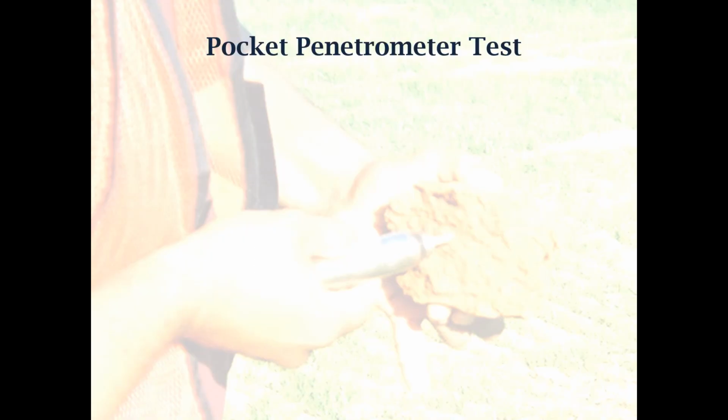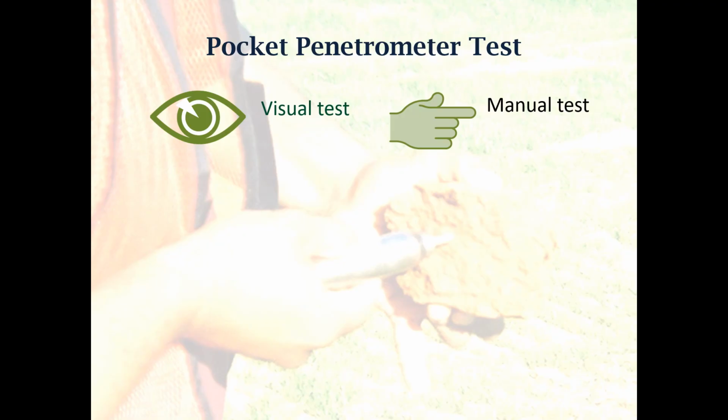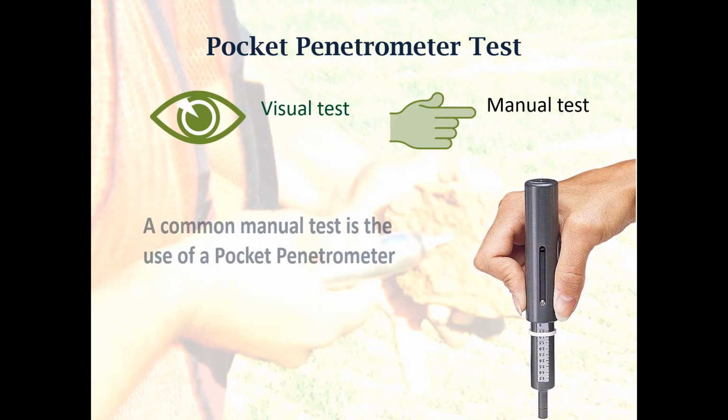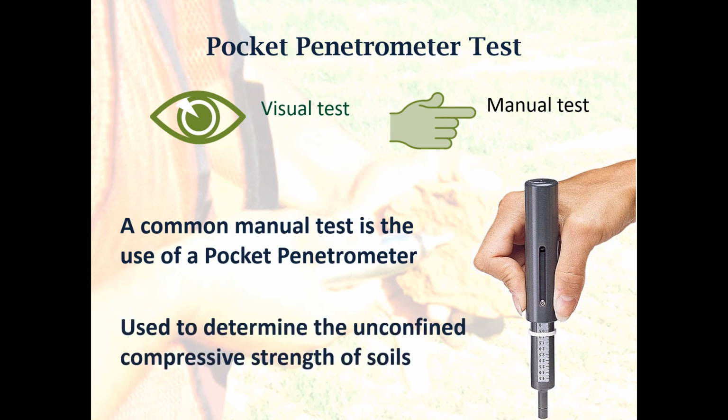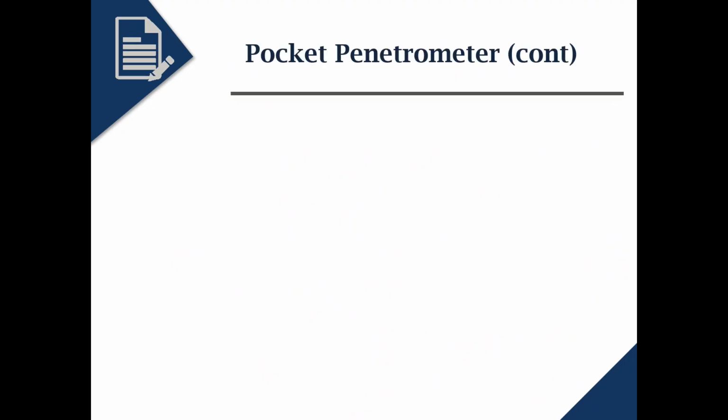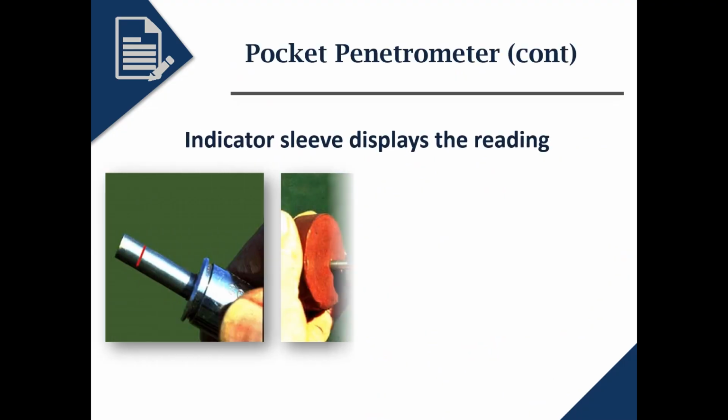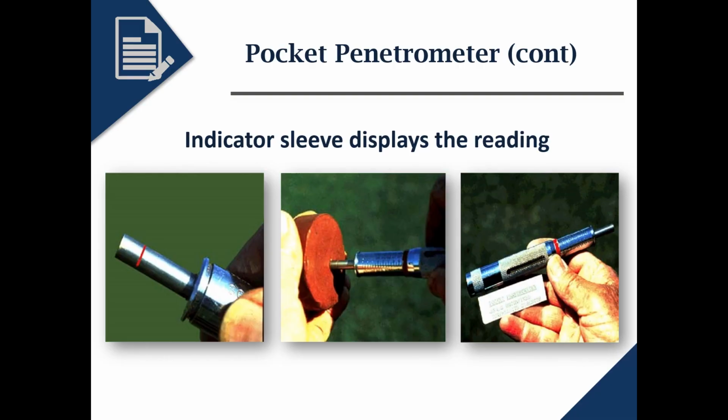As previously mentioned, the classification of soil and rock deposits must be made using at least one visual and one manual test. A common manual test is the use of a pocket penetrometer. These spring-operated instruments are used to determine the unconfined compressive strength of soils. Once pushed into the soil, an indicator sleeve displays the reading. These instruments can have error rates in the range of plus or minus 20 to 40%.